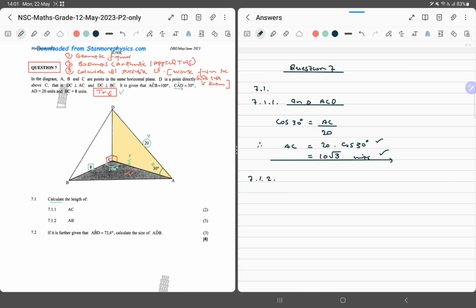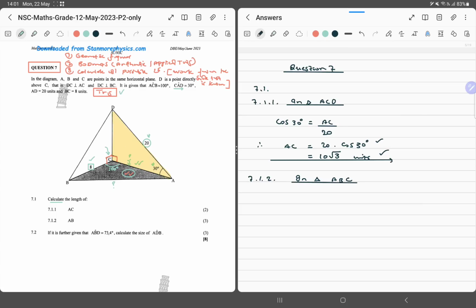7.1.2 says now the length of AB, okay? Now if you're looking at AB, you will see that it's in this triangle right here. But we know that we don't know AB, but we've got that side. We have now calculated that side. We've got an included angle there, which is 100 degrees. So that means cosine rule. So do you see what I mean? So you're going to say in triangle ABC.